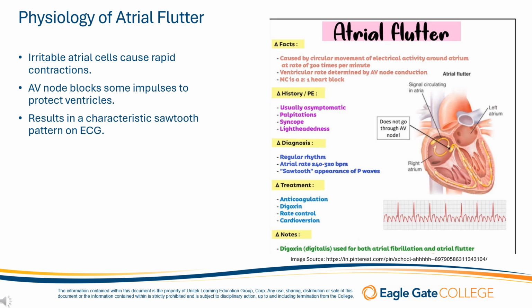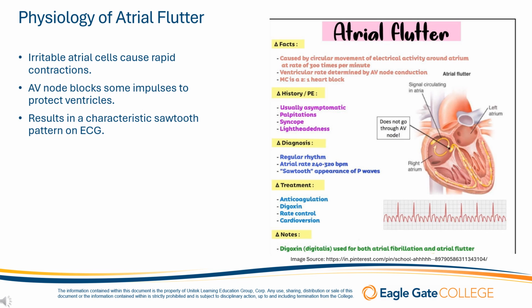This re-entrant circuit is what sustains the rapid atrial rate. Understanding the source of these impulses helps in targeting treatments, such as antiarrhythmics or ablation therapy, to control or eliminate the re-entrant circuit. The AV node serves as a critical gatekeeper in the heart's conduction system.